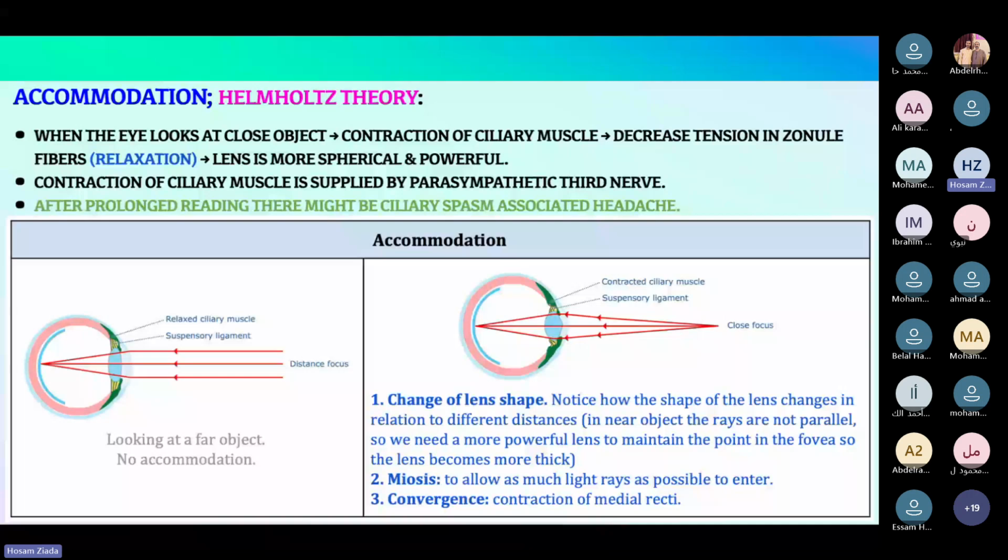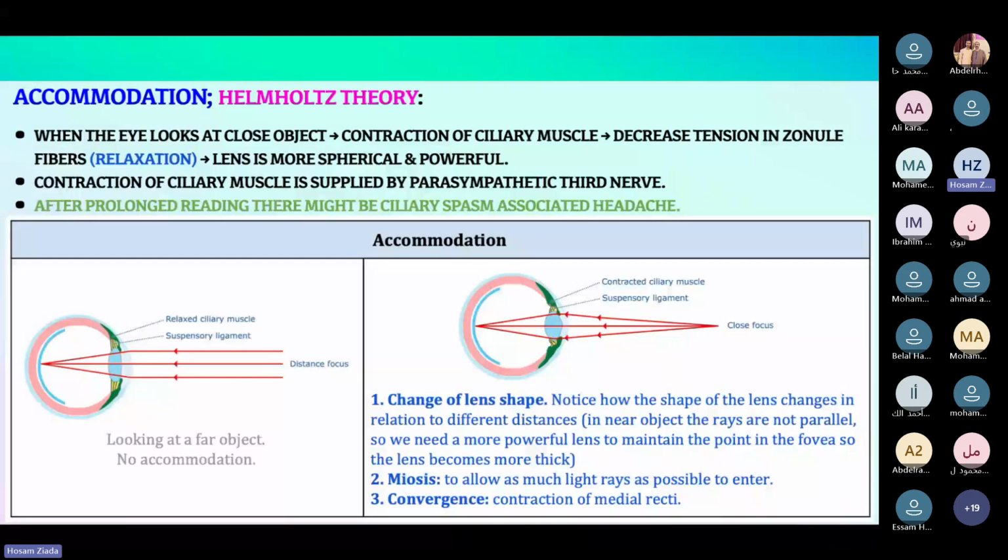Miosis will also be done by the parasympathetic nerve fibers of the oculomotor nerve, which supplies the pupillary muscles. I mean, also there is what's called convergence. The third event is convergence, which is done by the contraction of the medial recti muscles.